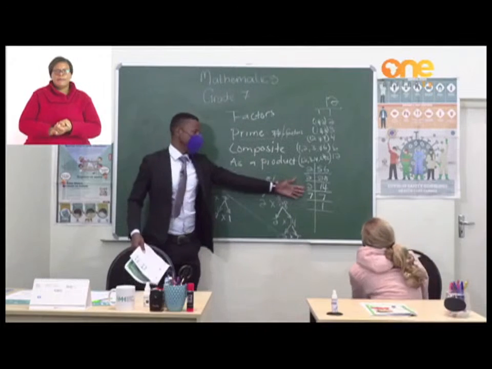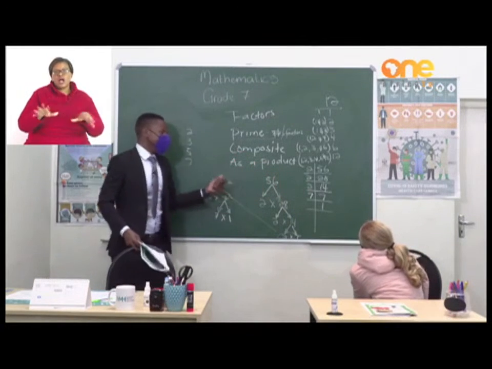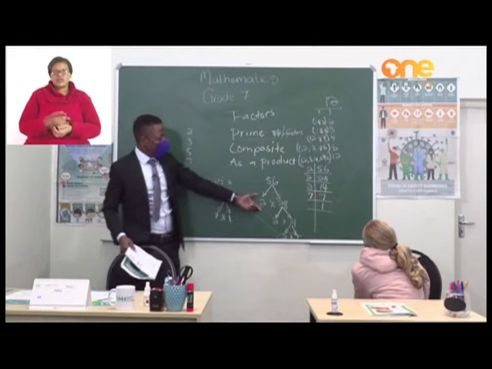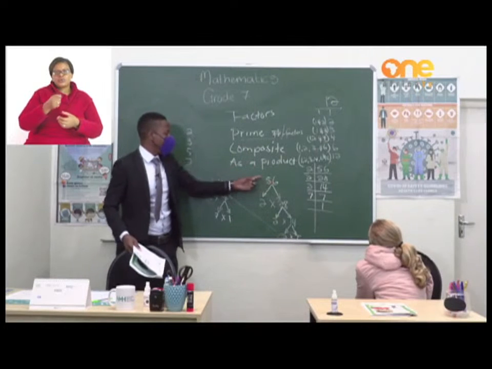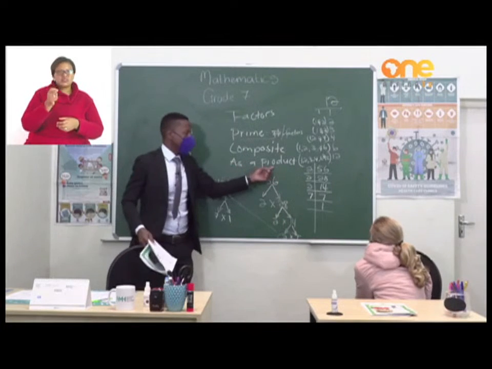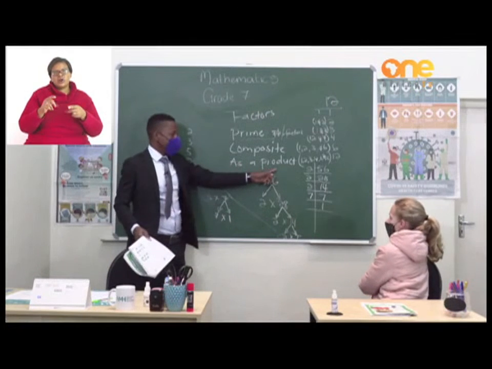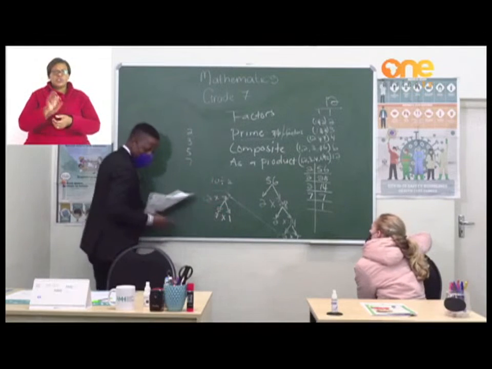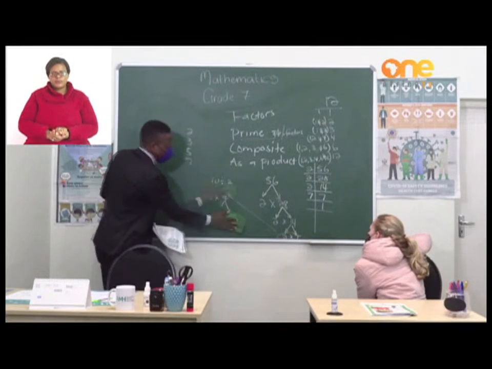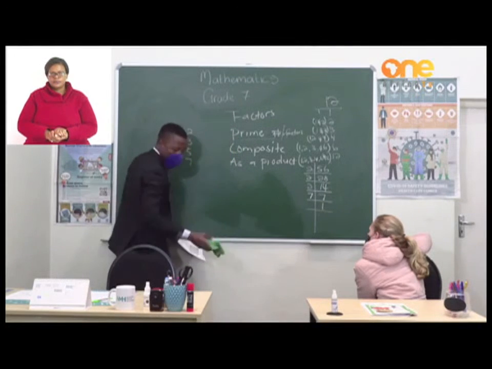This is your working. This is your work. You're done to prove how you get to the answer. But you did not give the answer to write 56 as a product of its prime factors. To answer this question, you must write it this way. Just erase this. You must write it in this way.